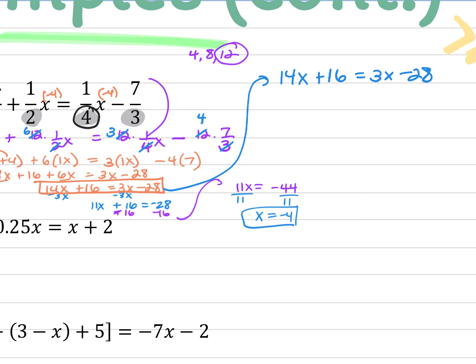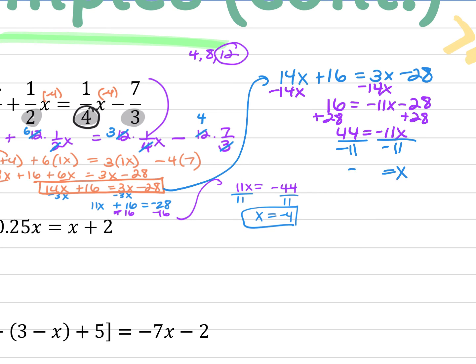So what would you have done there? I would have subtracted 14x and then negative 16. Which is totally fine. But you'd get 16 equals negative 11x minus 28. Then you want the 28 to go on the side with the 16, so you'd add the 28. Then you'd divide by negative 11. You still get that same negative 4. So the order in which you do that doesn't matter. You obviously can't divide before you move them to the other side. You're doing basically the reverse of your order of operations.